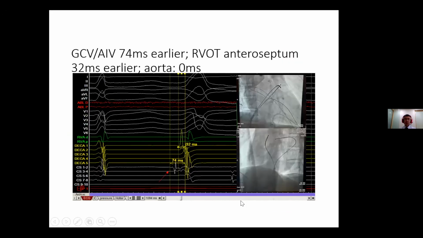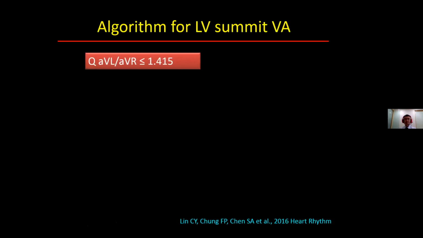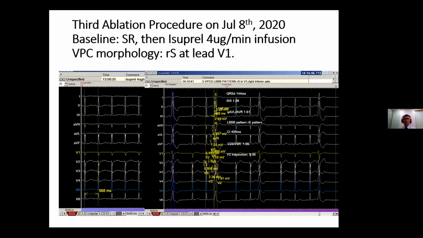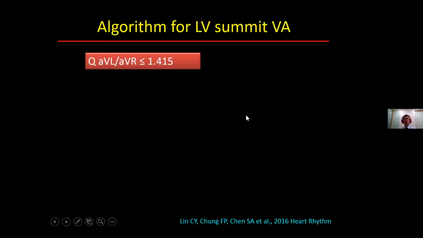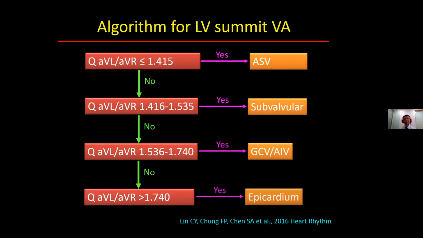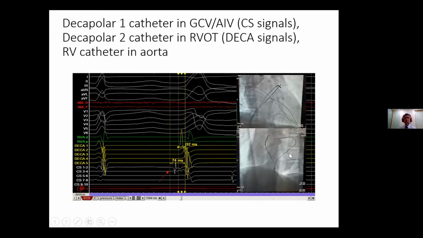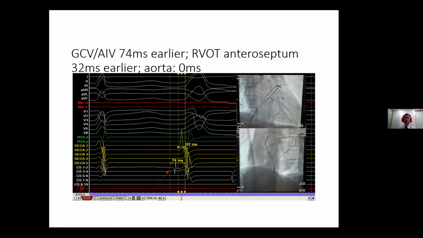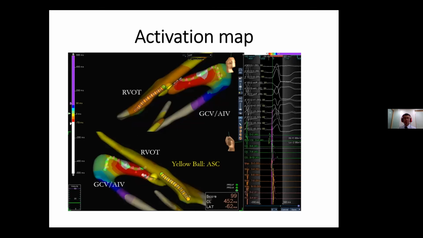Sorry, maybe I need to go back to the previous slide. We calculated the QAVL/AVR ratio and showed it here, and it is 1.61 this time. According to the algorithm shown on this slide, if it is 1.61, of course, it's compatible with a location within the GCV/AIV. So in this case, we decided to go into the GCV for ablation.